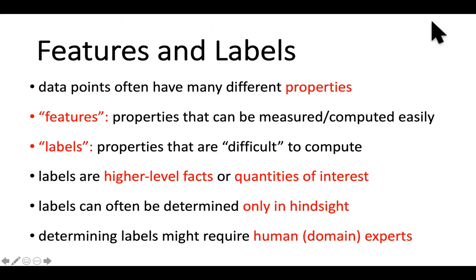An object has several properties. An object is characterized by all the properties or attributes it has, like in mathematics, where an object is characterized by its properties. And I like to think of two groups of properties. One group is called features. These are all properties that we can measure or compute easily. Another group of properties of a data point is called labels. These are the quantities of interest, or the higher-level facts. And determining labels is typically difficult.